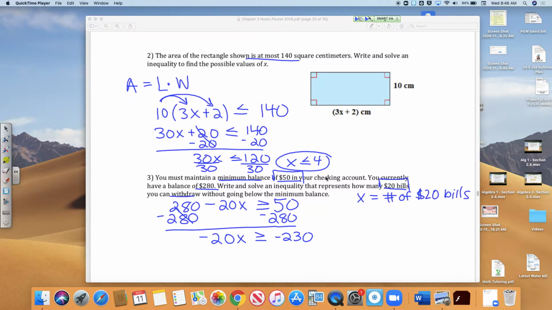The last thing we would do is get rid of the negative 20 times x by dividing both sides by negative 20. And we just have to be careful when we do this. When I divide by negative 20, I'm going to get x on this side. Negative 230 divided by negative 20 is interesting because it's 11.5, which we'll talk about what that means in a second. And then when you divide by a negative, what happens to the sign? Yeah, it switches. So it's going to be less than or equal to.